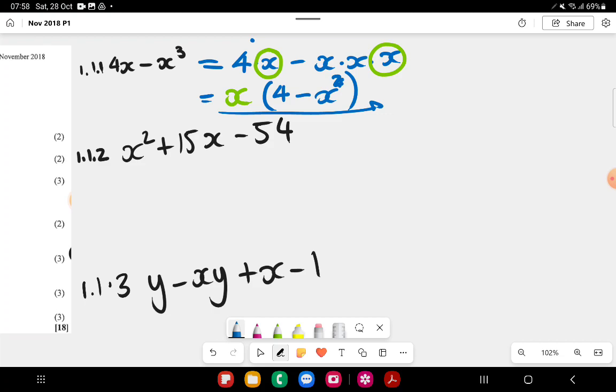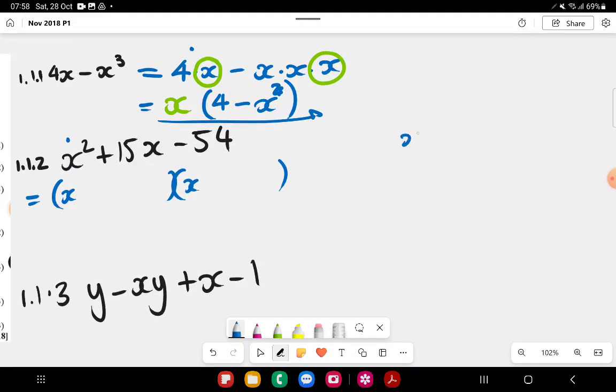1.1.2, I have a trinomial. I know that my trinomial is going to give me 2 brackets. And my first term tells me that it's going to be x and x. Now I need to factorize 54, and I need to factorize 54 to get me 15. So on the side, I have my thinking. So it's x times x, and I multiply that with factors of 54. So that's going to be 1 and 54.